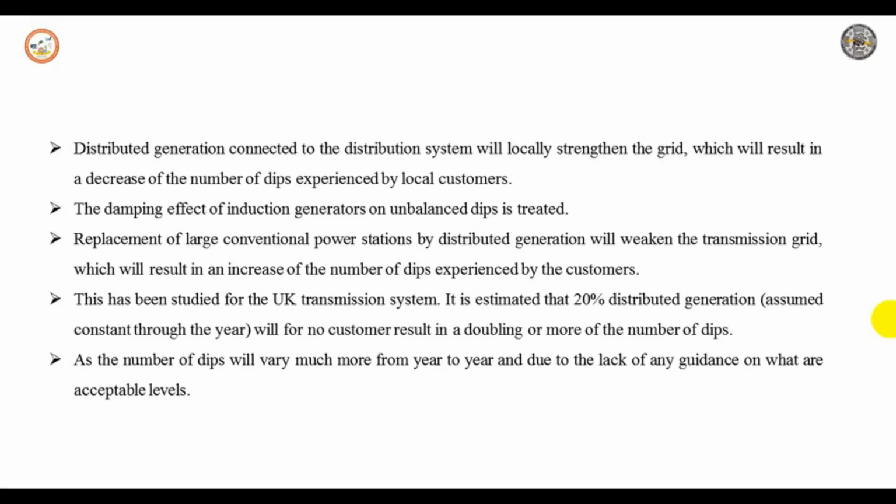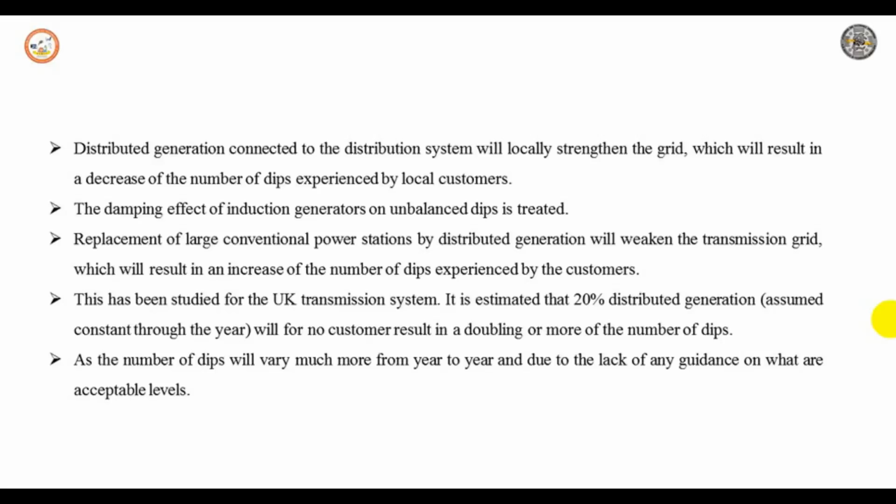Looking at a synchronous machine, the damping effect of an induction generator on an unbalanced dip is treated here. The replacement of large conventional power stations by distributed generation will weaken the transmission grid, which will increase the number of voltage dips experienced by customers. This has been studied for the UK transmission system. It is estimated that with 20% distributed generation, customers will see a doubling or more of the number of voltage dips.